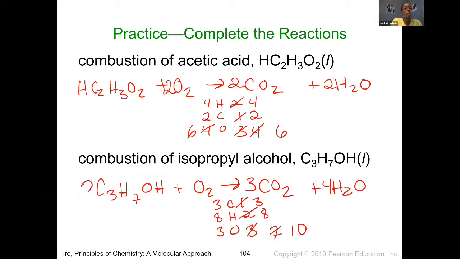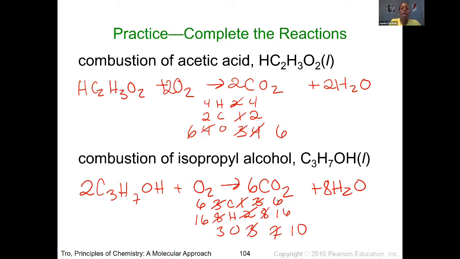So if we put a 2 here in front of the isopropyl alcohol, what we're going to do is put a 2, a 6, and an 8 instead here. And hopefully this will help us figure out what that last number is. So if we double all those coefficients that we've already placed down, now we have a total of 6 carbons on the reactant side, 6 on the product. For our hydrogens, I have 7 plus 1 is 8 times 2 gives me 16 on the reactant side. On the product side, 8 times 2, I get 16.